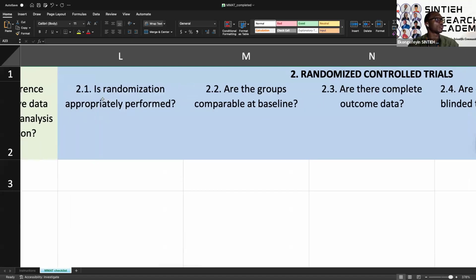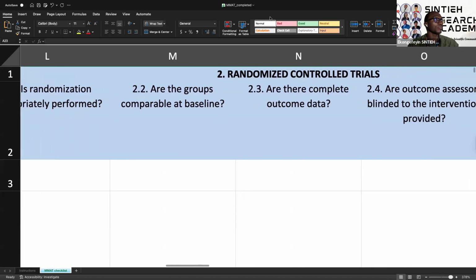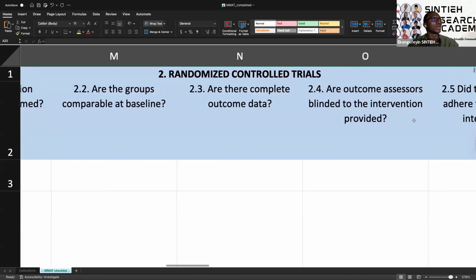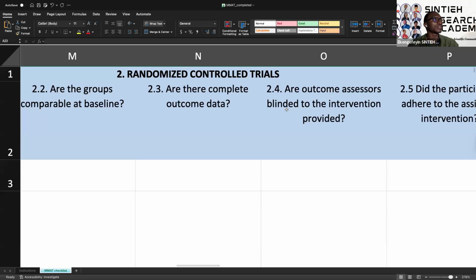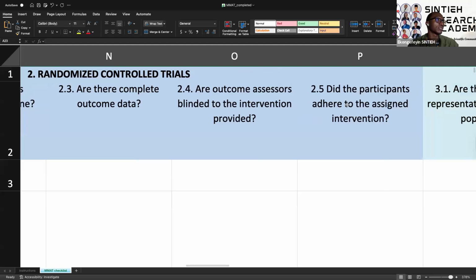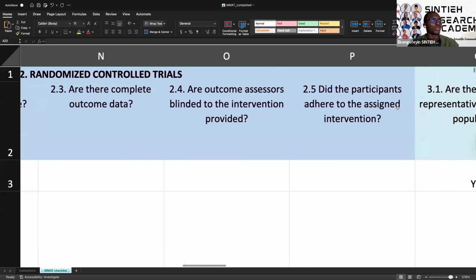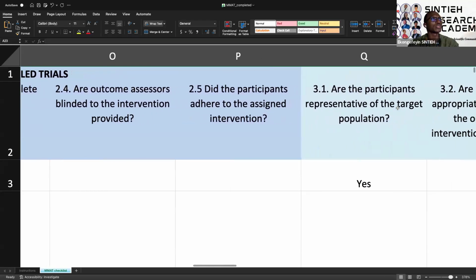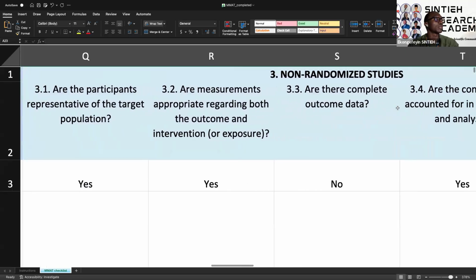So again, you go there: is randomization appropriate? Are the groups comparable at baseline? Is the data complete? Are outcome assessors blinded to the intervention? Did the participants adhere to that? Now that is for randomized control. The next block is now for non-randomized control trial.